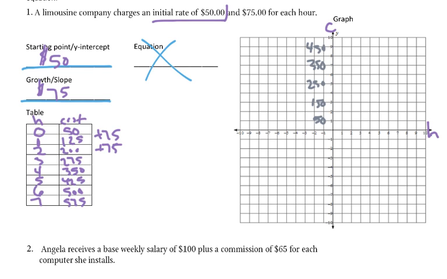So at 0, we'd go up to 50. There's our first point. At 1, up to 125, right about there. 2, 200. You can kind of see the pattern. 3, 275. 4, 350. 5, 425. 6, 500, and then about 7, be right about there. Now we could leave the points like this, or we could draw the line. We'll talk more about the difference between doing that kind of stuff.